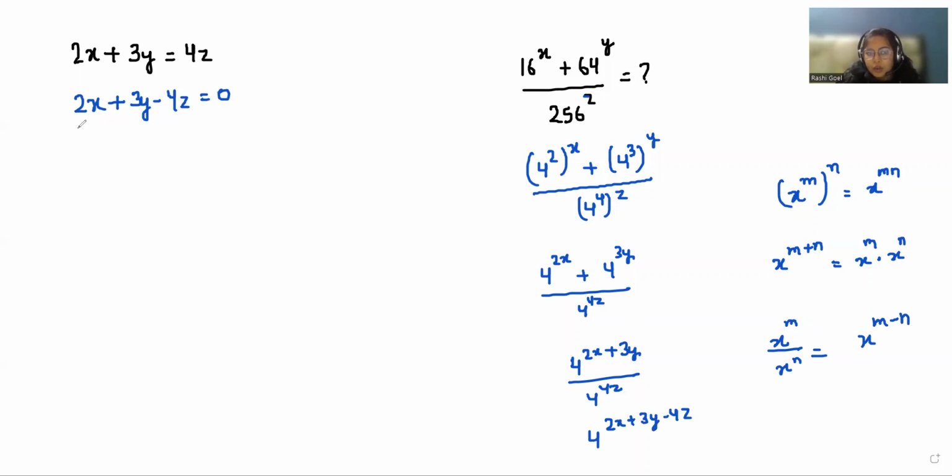So as we know that 2x plus 3y minus 4z is equal to 0, so 4 power 0. And we know the rule, if a power is 0, we can write it as 1. So 4 power 0 is equal to 1. So the final value of this is 1.